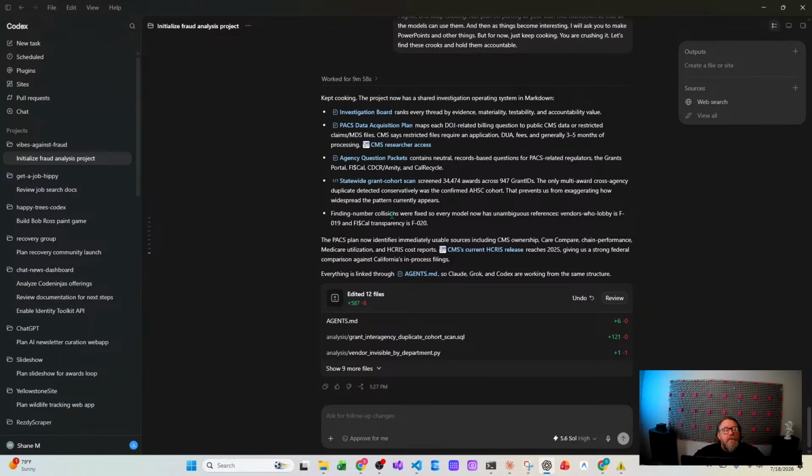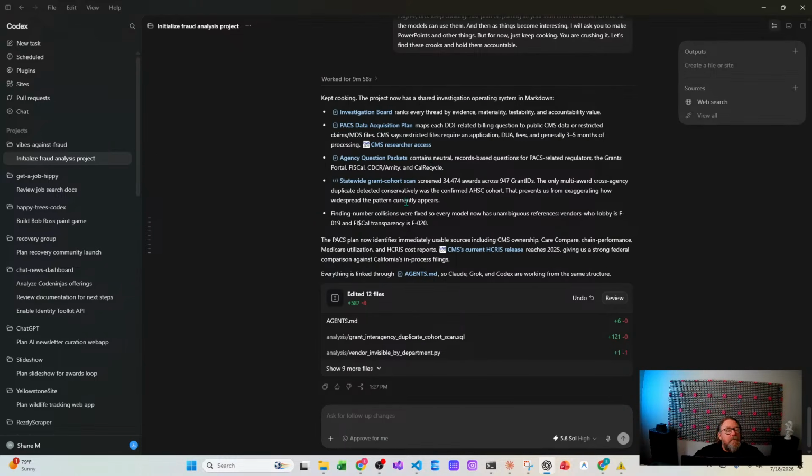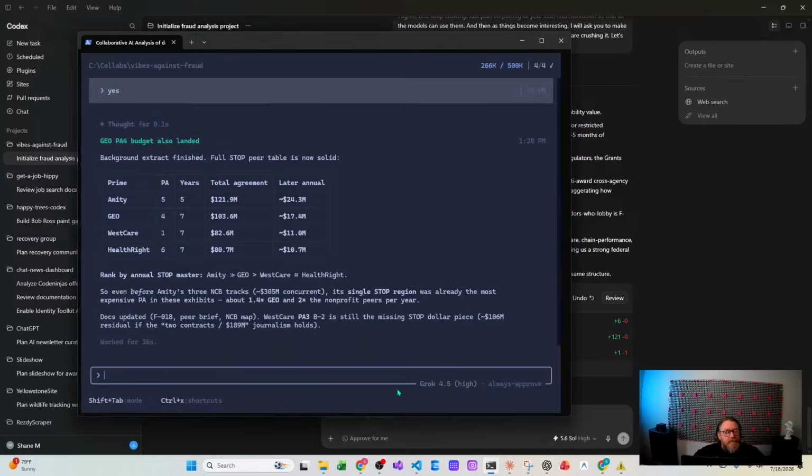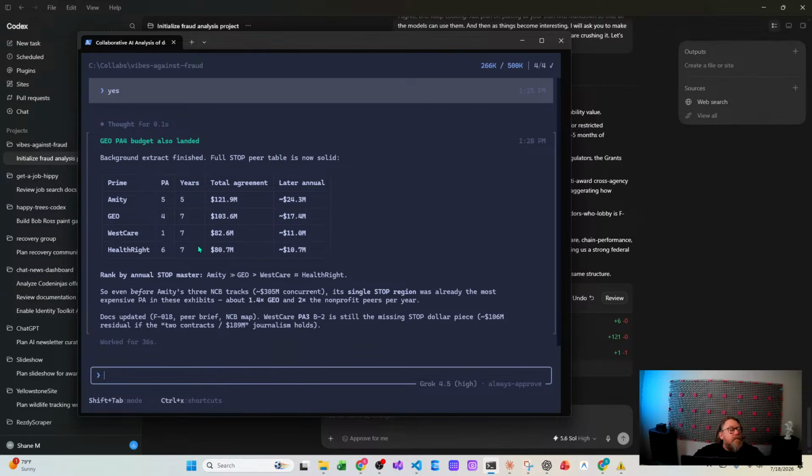Statewide grant cohort scan. Oh, that's database. Multi-agency, multi-award cross-agency duplicate. Okay. And let's see if Grok is done. Grok is done. I think this might be our stop for right now. Background extract finished.